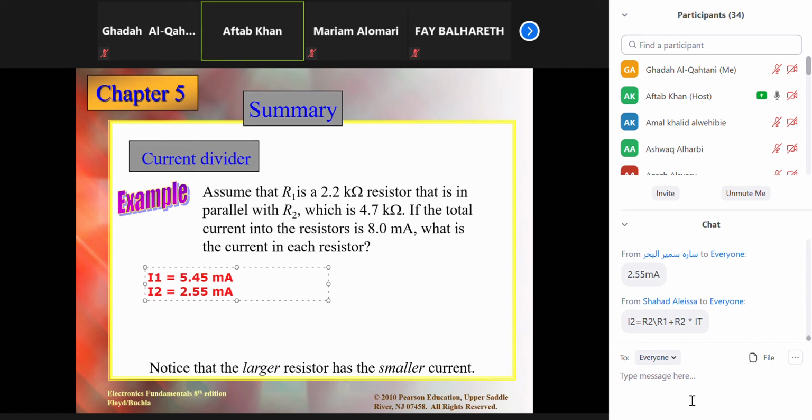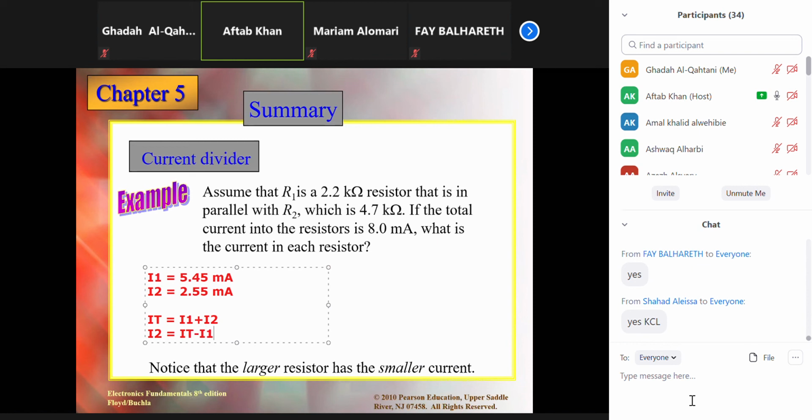Can I use any other method? Do you think? Which one? Kirchhoff? Kirchhoff's current law, KCL. Yes. Yeah, it is easy in this case. Why is it easy? Because we know that Kirchhoff's current law says this is I1 plus I2. So here I can simply calculate I2 is equal to IT minus I1.